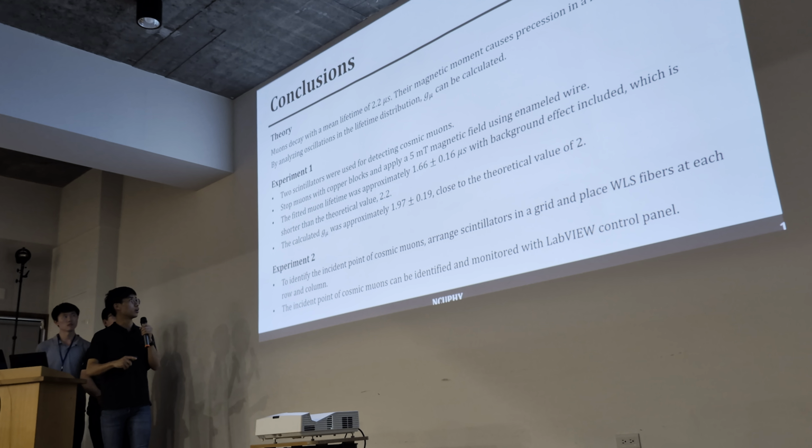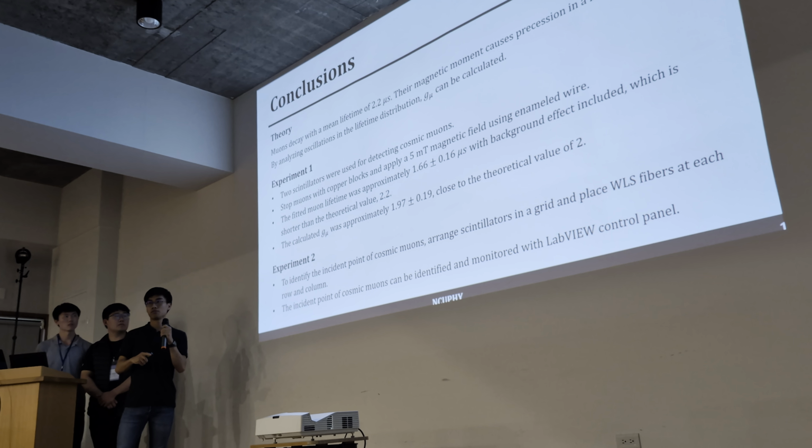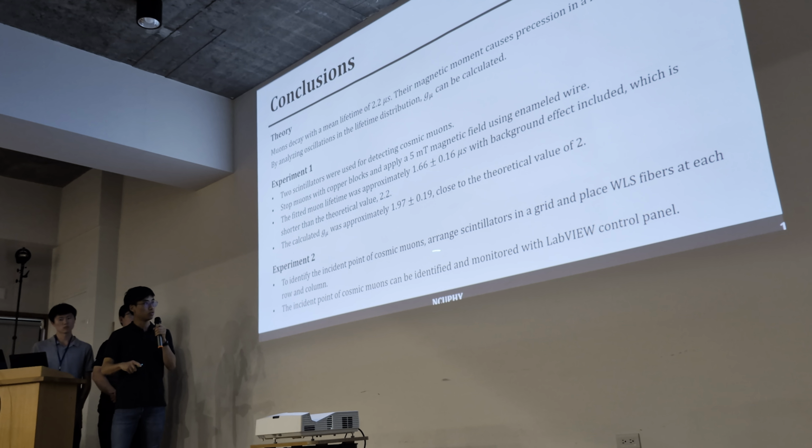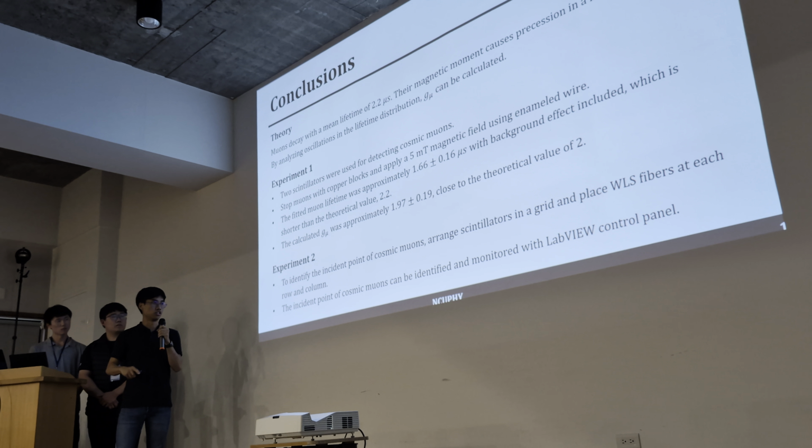In our experiment 1, we used 2 scintillators for detecting cosmic muons, and then we put them inside a copper box with a 5 milli-Tesla magnetic field applied. The lifetime we got was about 1.66 microseconds, and the calculated g factor was 1.97, which is really close to the theory. As for our experiment 2, we arranged our scintillators as a grid, and then we used the logic analyzer and LabVIEW control panel to monitor the incident points of cosmic muons in real time.